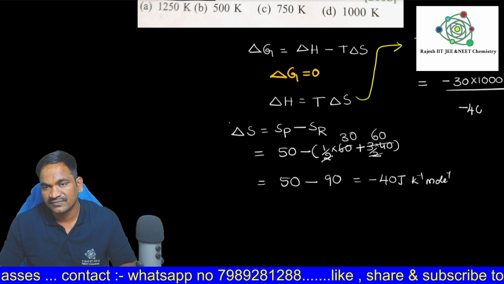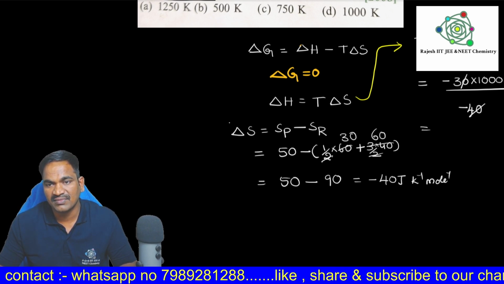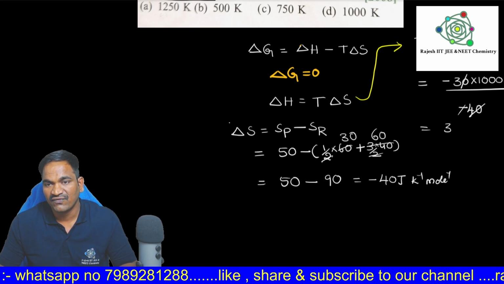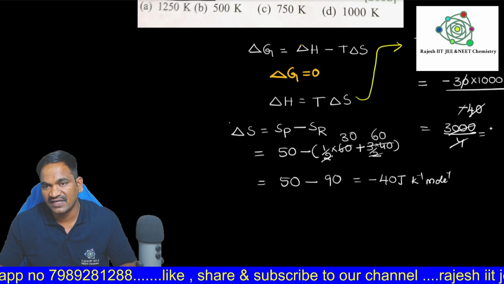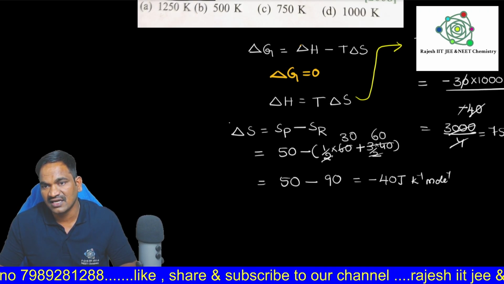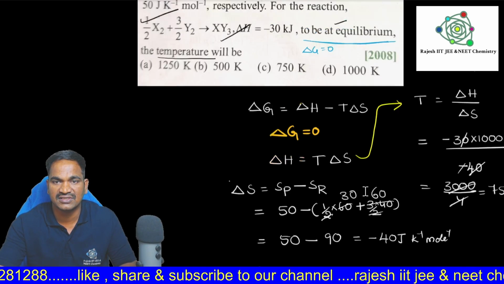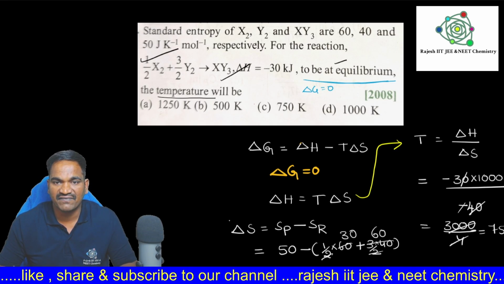Now 40 cancels, so minus 3000 divided by minus 4, so what are we getting here? 750 Kelvin is our answer. Now check it in the options which are given. Yes, so our answer is 750.